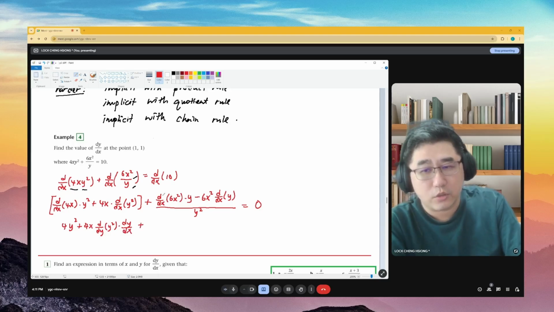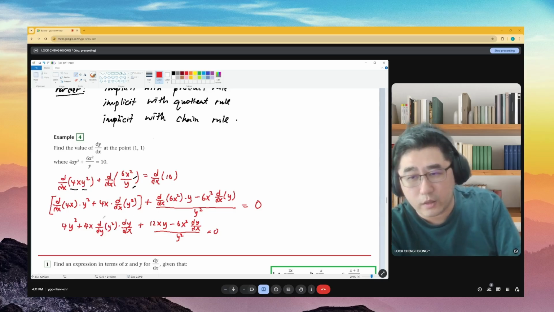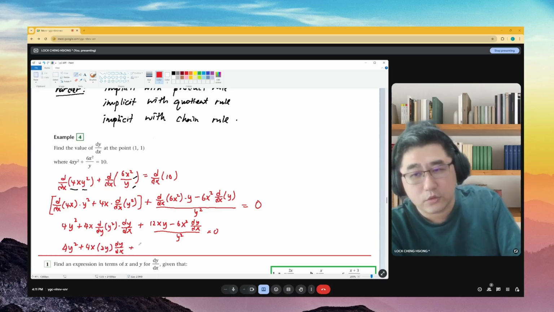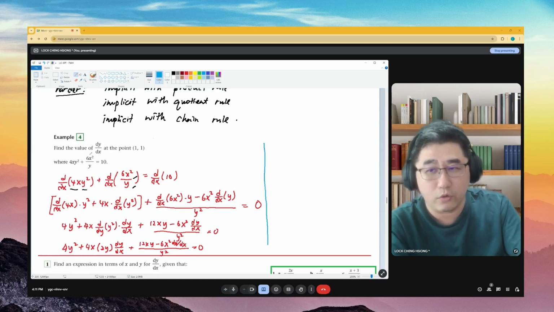Then plus, so this one, I have a 12xy minus 6x squared, so this is my dy/dx over y squared equals 0. Okay, let me finish simplifying this. So 4y squared plus 4x, then become 2y dy/dx, plus 12xy minus 6x squared dy/dx over y squared equals 0. Okay, I'm not going to rearrange because the question is asking for the dy/dx value.